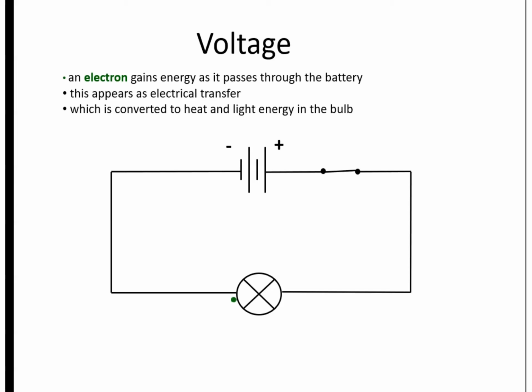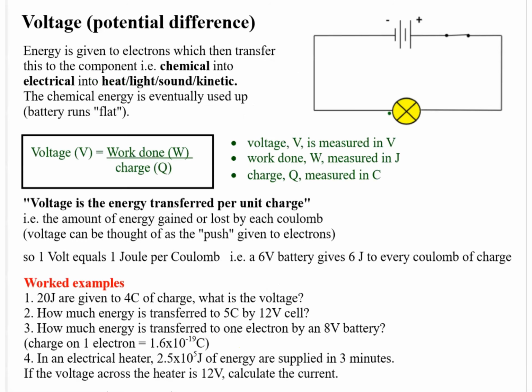So our one electron has this energy, it's still flashing, and it's now going to pass through the light bulb and transfer its energy to other forms. In this case we get light and lots of heat if this is an old-fashioned light bulb, and the electron is no longer flashing, so we assume it's lost its energy. It won't have lost all of its energy, but most of it has been transferred to heat and light. The electron will continue on its journey back to the positive terminal, and then the process will repeat again.